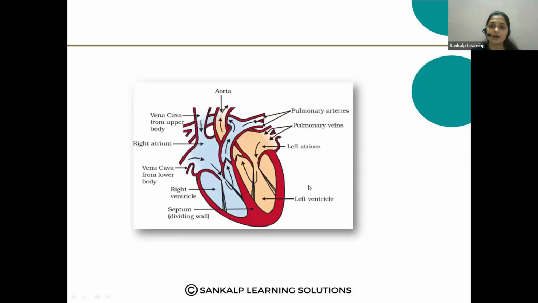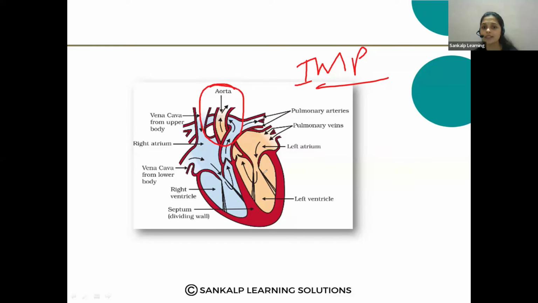Note down the question. That is called the aorta. Just observe this diagram. This diagram is also very important for your board exam. They may ask you to draw a neat labelled diagram of the sectional view of the heart, so practice this diagram also. Here this is the aorta. It carries the oxygenated blood to the different parts of the body. That is the artery, the largest artery in our body.